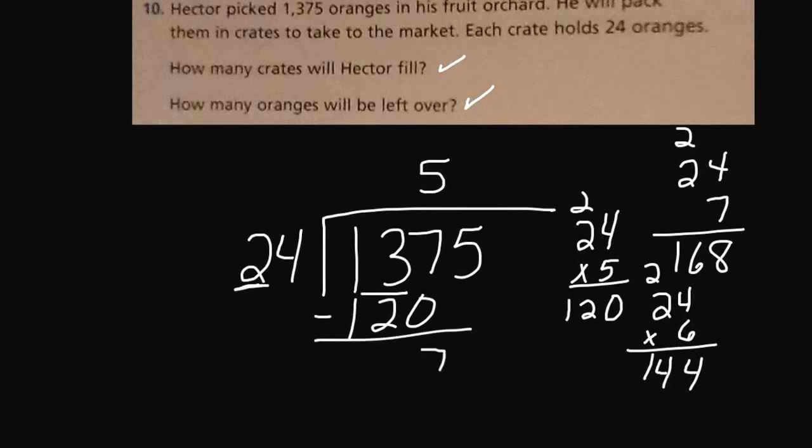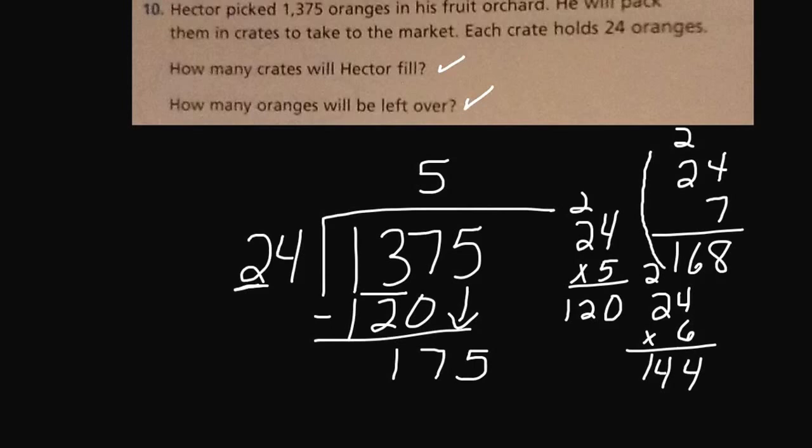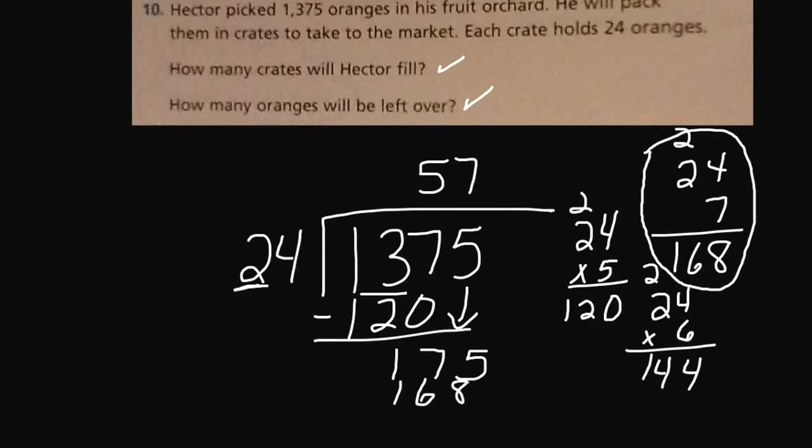When I subtract, I get 17. Again, I check and make sure that's smaller than my divisor. It is. And then I bring down my number. Now, even though I messed up, my work here kind of pays off, because I don't really have to look and see what will go into 175. I know it's going to be 7 times because I already did the work, and that's 168. When I subtract here, I'm going to get 7.